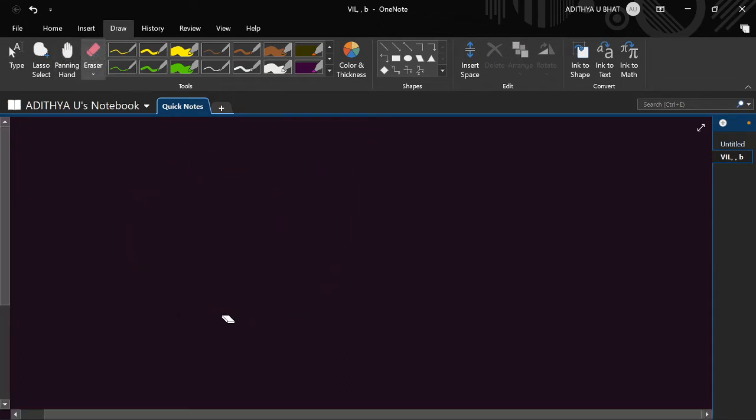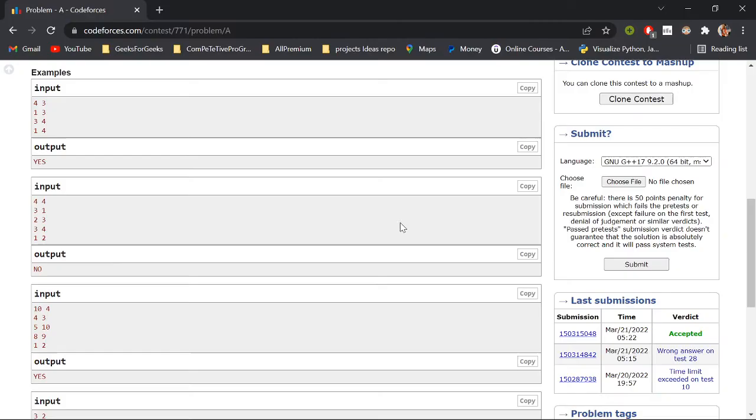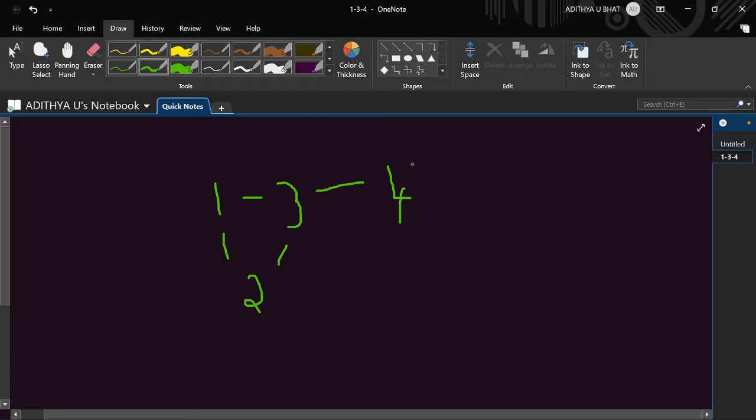Now let us look at the second example. Here 1 is connected to 3, 2 is also connected to 3, and 3 is connected to 4, right? Yes, 1 is connected to 3, 2 to 3, 3 is connected to 4. Here this network is not feasible because there is no connection between 4 and 2. Also there is no connection between 4 and 1.